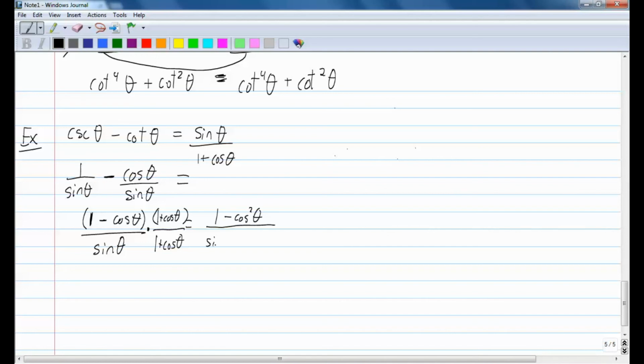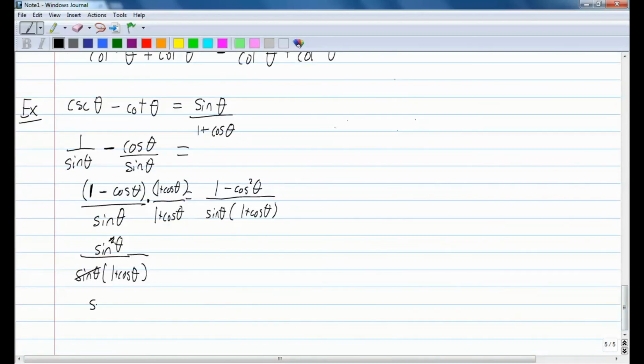I'm not going to multiply out the bottom. I'll show you why in just a second. I noticed that the top here, this 1 minus cosine squared theta, that looks familiar. Yeah, that's a Pythagorean identity. That's equal to sine squared theta. So I can now rewrite that as sine squared theta over sine theta times 1 plus cosine theta. If I do that, this sine here cancels one of those sines out, and I'm left with sine of theta over 1 plus cosine of theta, which is what I have on the right side of the equation, so I've established the identity.